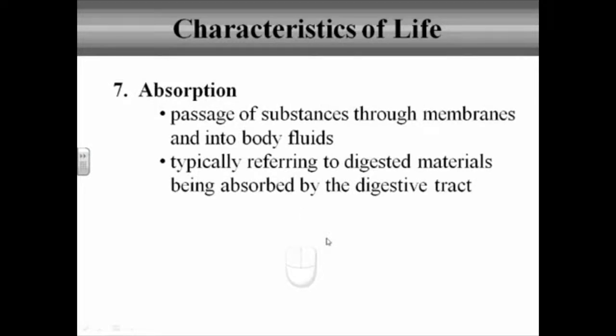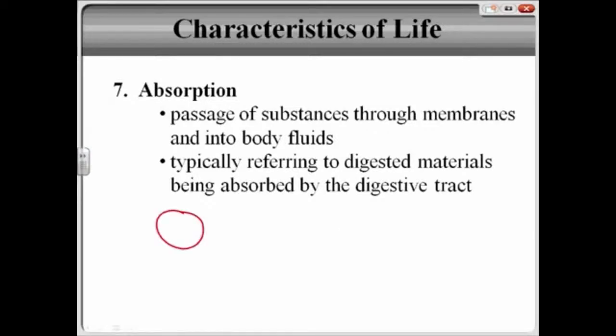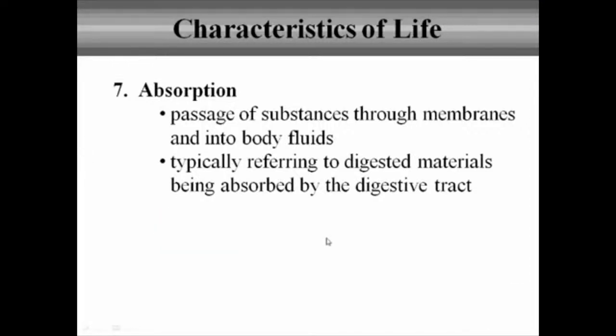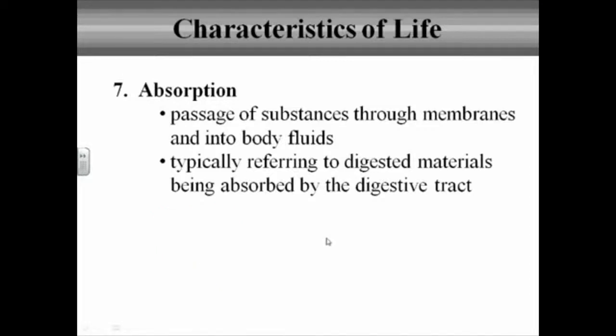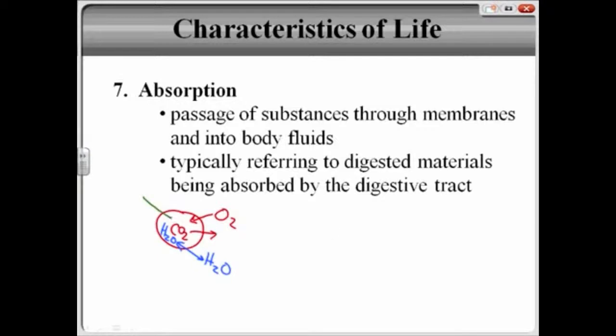Linking to that is the idea of absorption. Substances need to be able to pass through. We know that when we talk about a cell, we've got carbon dioxide that needs to be able to get out. We've got oxygen that needs to be able to get in, right? We've also got water that's traveling in both directions, in and out. We have nutrients that need to come in. There are all these different things that need to pass at the same time.